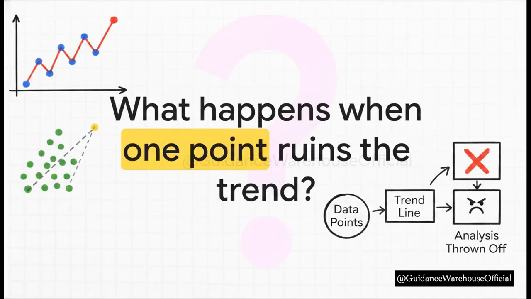And when one data point goes rogue like that, it can completely ruin your trend line, skew your predictions, and just throw off your entire analysis. So what happens when one data point ruins the trend? By the end of this lecture, you're going to understand exactly what an outlier is, the mathematical formula behind it, and how to apply it using visual graphs and numerical tables. Basically, you'll know how to confidently clean your own data.